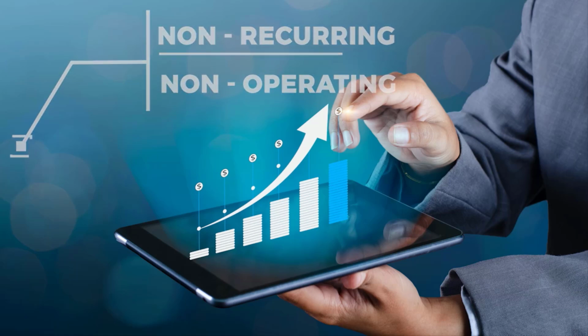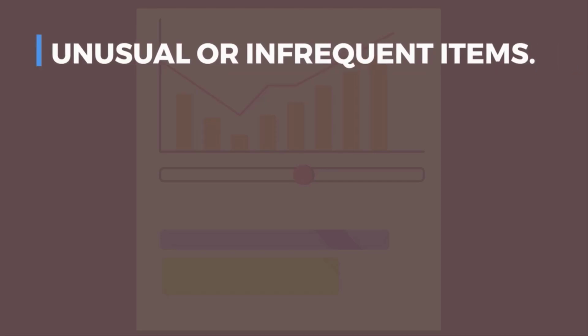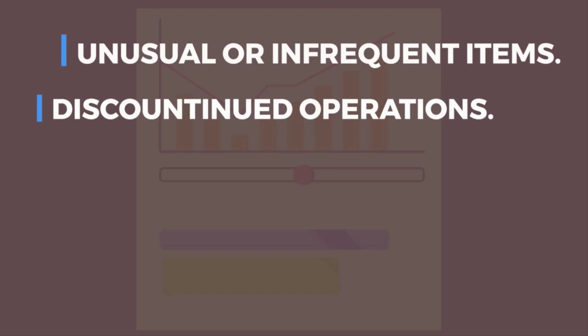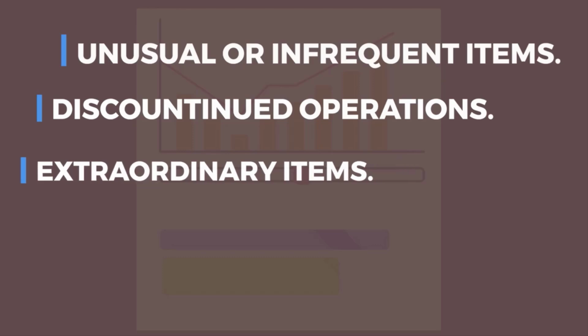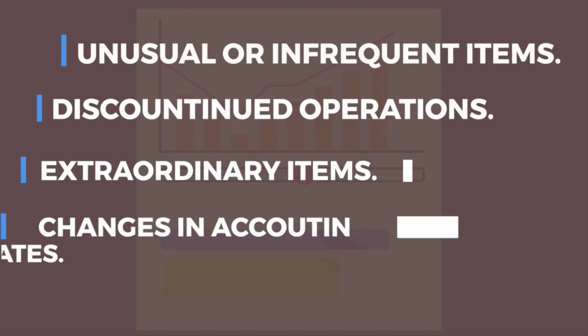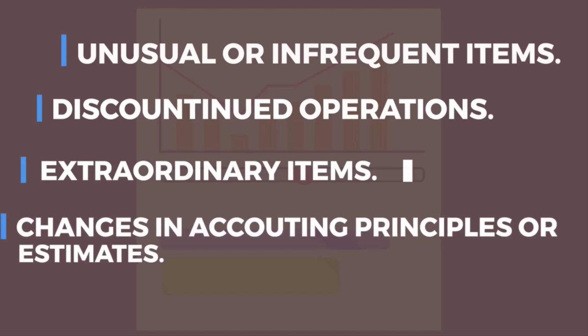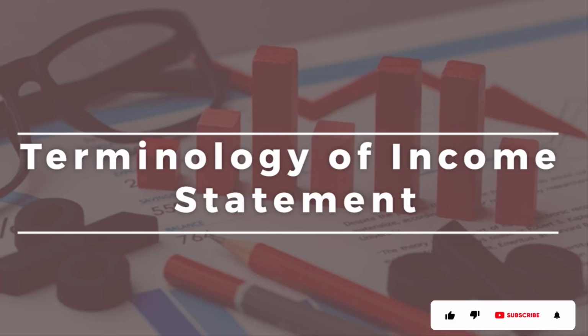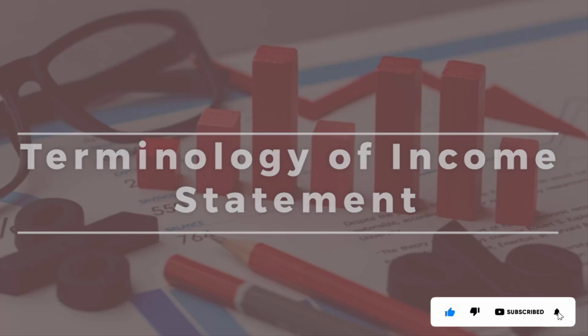The ones which we are going to discuss are as follows: unusual or infrequent items. We will discuss what is discontinued operations. We will look at what we understand by extraordinary items and how they are included. And last but not the least, we will also look at how changes in accounting principles or estimates affect the income statement. And since these are non-operating or non-recurring items, let us now look at what these terminologies mean and how they are included in the income statement.